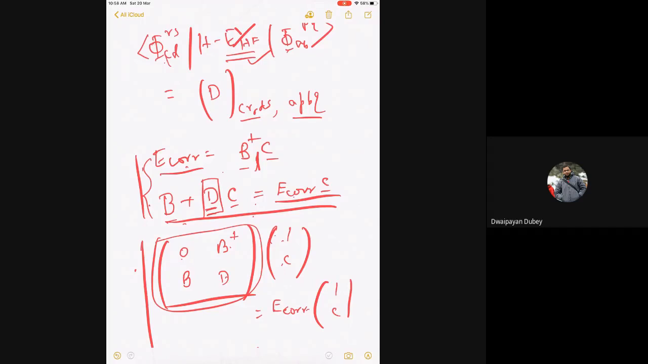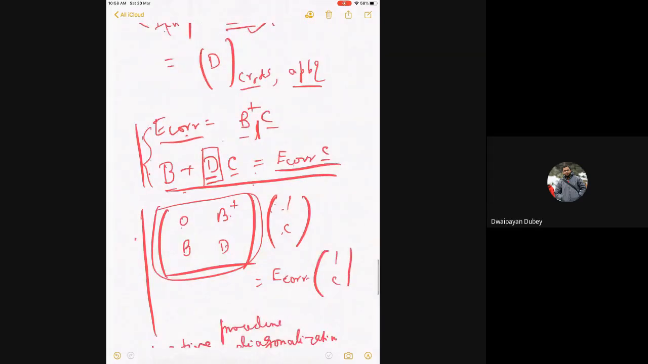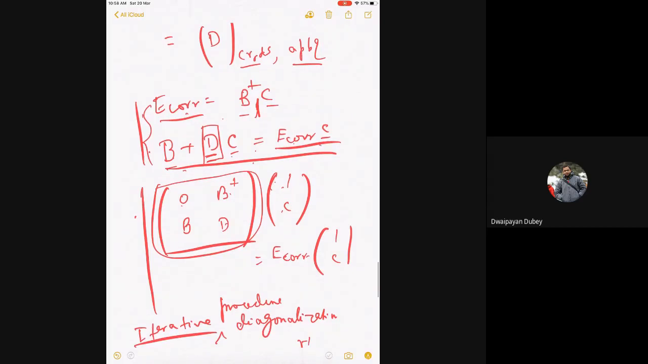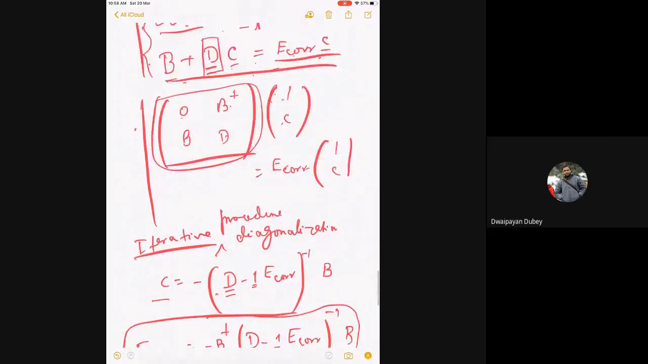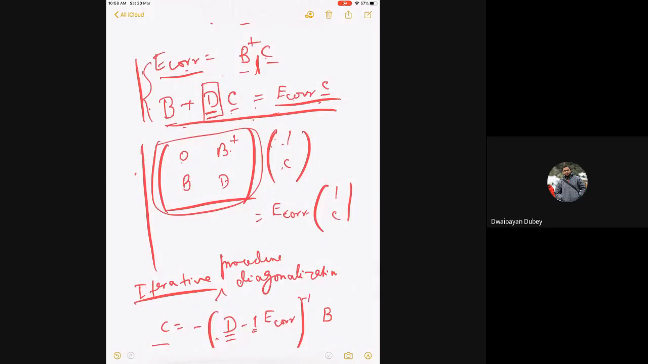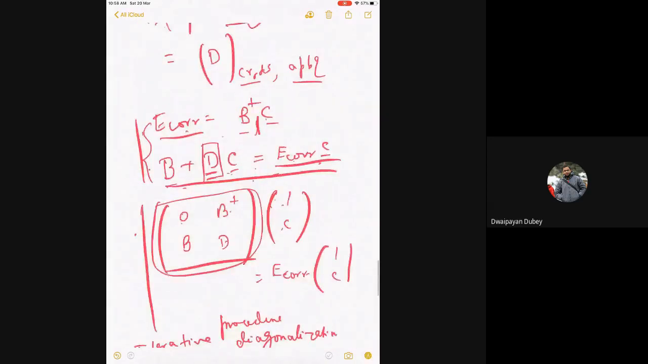Now, instead of solving the eigenvalues, I prefer to solve this equation in an iterative manner. So first, I'm getting C from this equation, then putting C back here. Correct? So that's a very simple substitution. C column I'm substituting here, and then I see that E correlation comes out, but it is an iterative procedure because E correlation on the right is also there. Why did it happen? Because here itself there is E correlation. So when I separate C out, there's a D minus E correlation inverse. So that is what has gone here.